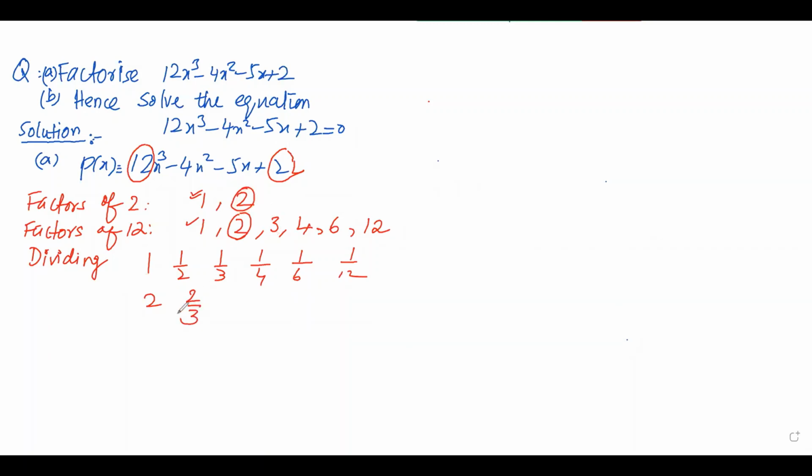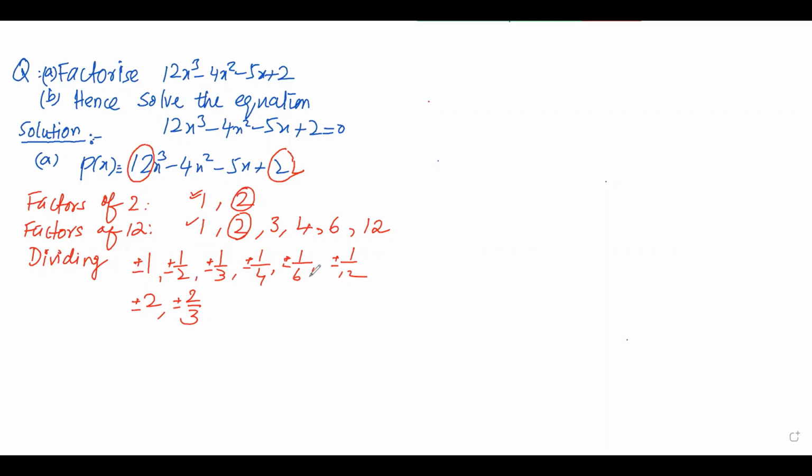Then next, 2 over 4. 2 over 4 is 1 over 2, which is in the list. 2 over 6 is 1 over 3, which is already in the list. 2 over 12 is 1 over 6, which is already there. So don't write the repeated numbers. After dividing, write plus minus. These are the possible numbers which you can try in the given polynomial to get a zero answer. So these are the possibilities.